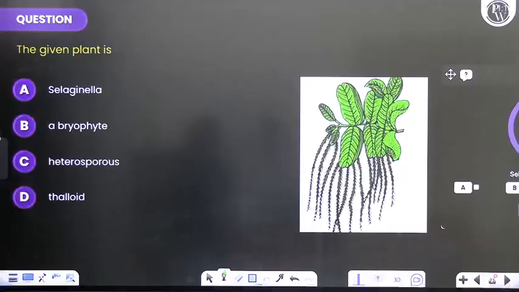Unique boy, is your name Aditya? The given plant, is it Selaginella? Is it a bryophyte? Is it heterosporous? Is it thalloid? How is this genius question? Yes, Rohit. Hopefully that motivation and drive will last for more than 20 hours.